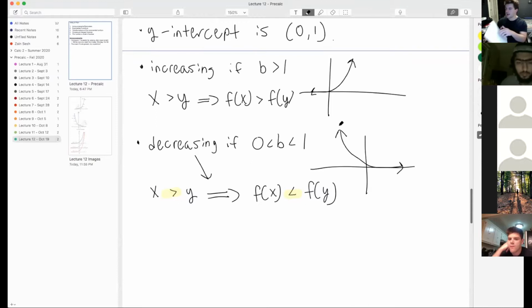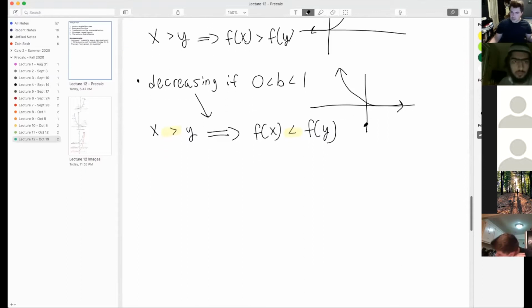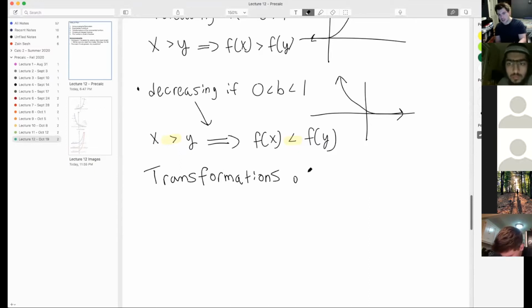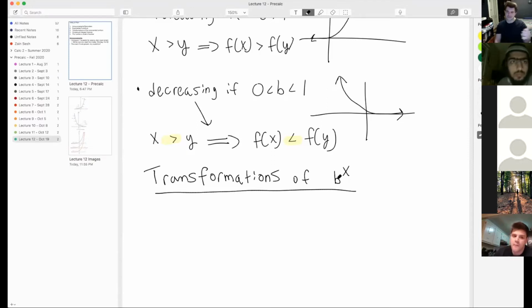So that's a nice crash course in the exponential function. All right, good. So now that we know what the exponential looks like, this is the so-called toolkit function or parent function that we're going to transform. We can look at transformations, because that's what we like to do. So transformations of b to the x. b to the x is playing the role now of our toolkit or parent function. This is the thing that we're going to apply vertical shifts to, horizontal shifts, and whatnot.